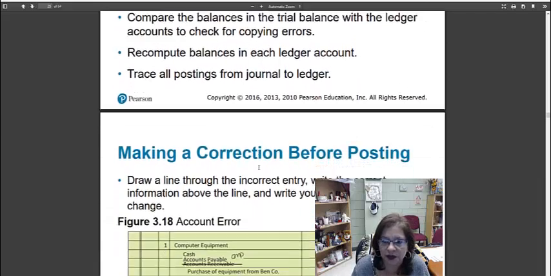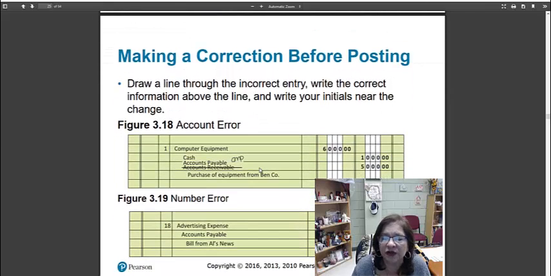And then if you need to, go through each one again and trace everything back to the ledger the way you're supposed to. Making a correction before posting is this. Let's say that instead of accounts payable, you put accounts receivable. Then you would scratch this out, put accounts payable, and then your initials. Okay?